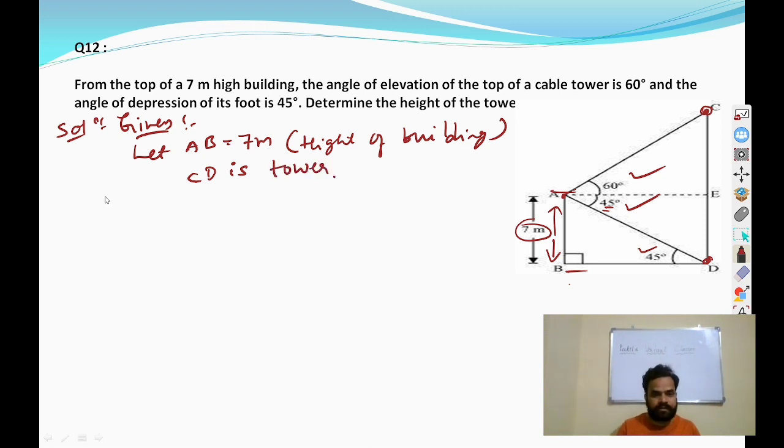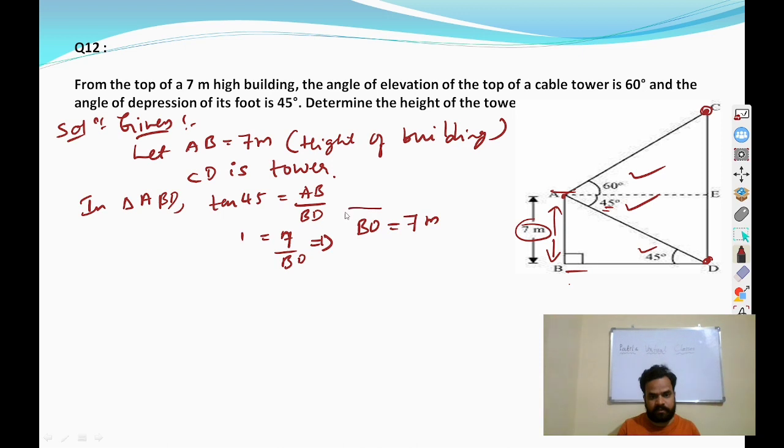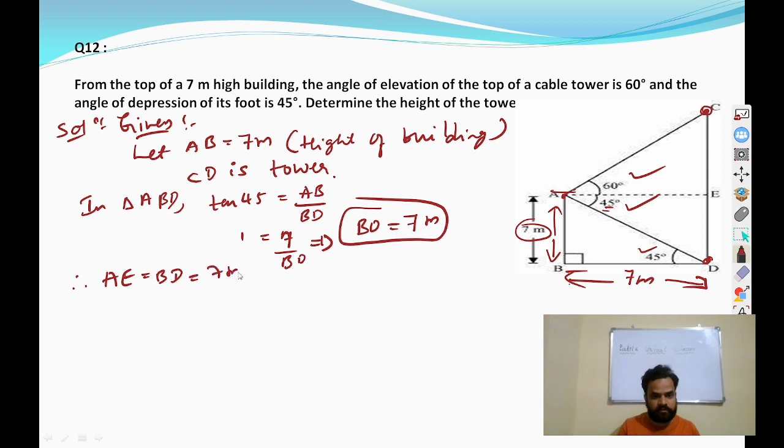Right? So in triangle ABD, tan 45 I will take, which equals AB by BD. Tan 45 is 1, which equals AB, which is 7, by BD. This implies we get BD equals 7 meter. After solution we got this as 7 meter. If BD is 7 meter, what is AE? AE is also 7 meter. Therefore, AE is also equal to BD, which is also equal to 7 meter.